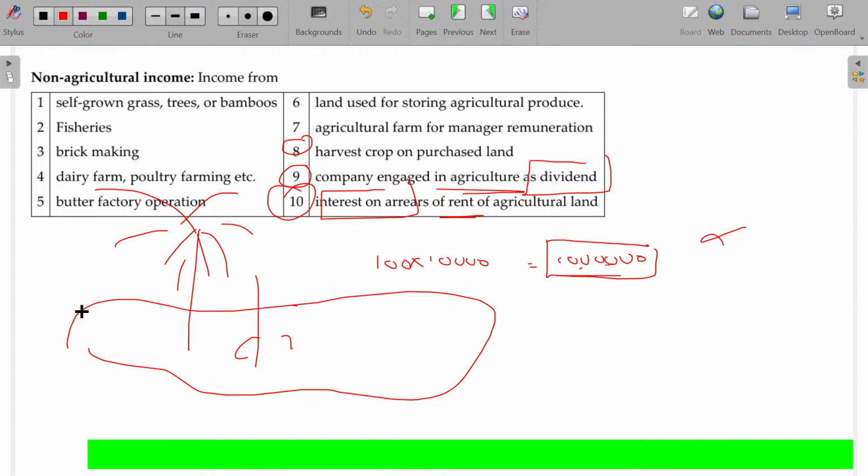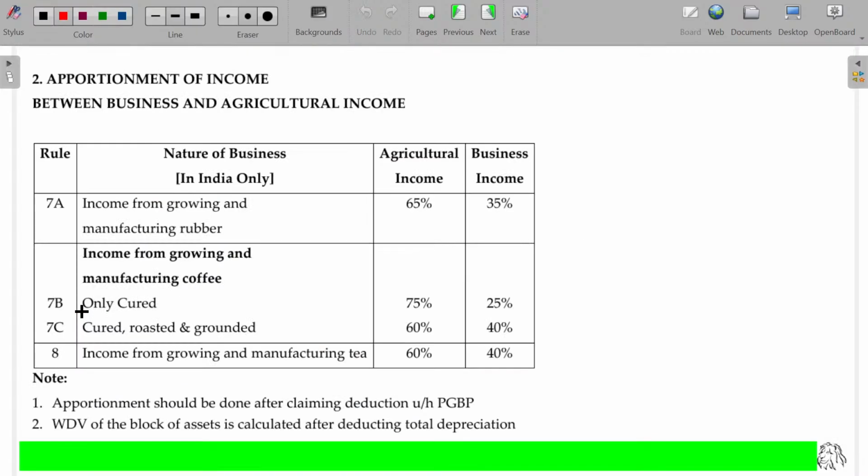Clear? Now, a very, very important one. Very often you can expect this particular concept as your exam question. Apportionment of income between business and agricultural income. What happens in case of tea? I already explained this in the very first session. We are growing the tea leaves and harvesting the tea leaves.